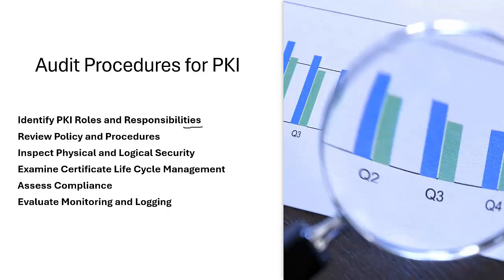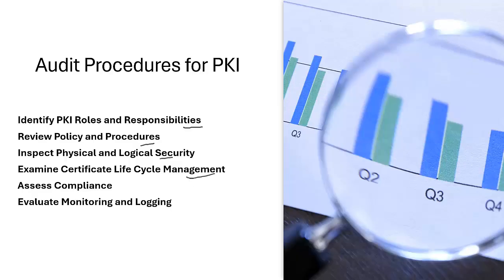The second thing is to review the policy and procedures. You have to ensure the policy for certificate issuance is there, renewal is there, and revocation is there. We also need to check the key management guidelines, including key generation, backup, rotation and destruction. Next is to inspect the physical and logical security. You have to evaluate the HSM for secure storage of private keys. We need to confirm you have adequate access control around the CA servers and key storage.